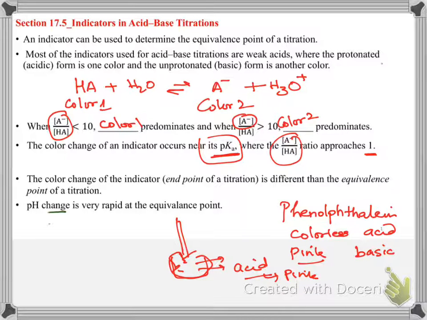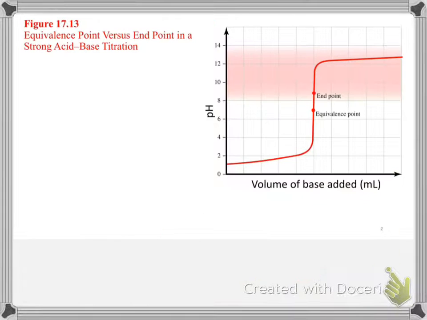So you need to understand the difference between the endpoint and the equivalence point. The equivalence point of a titration is where all the acid gets neutralized by the base. And that doesn't mean you're going to see a change in color there, because the solution is kind of neutral. Endpoint is where you see the color change. And when you're reaching the equivalence point, the pH changes very rapidly. So look at this diagram 17 point.